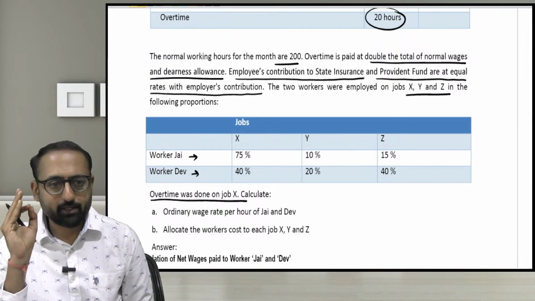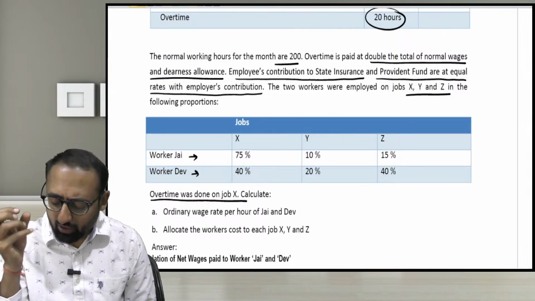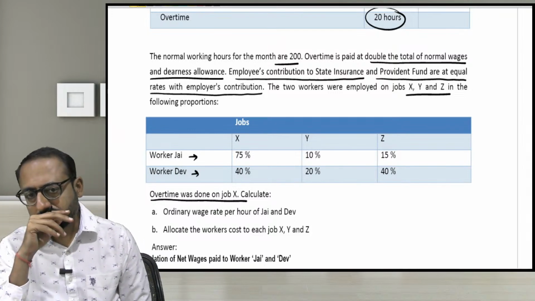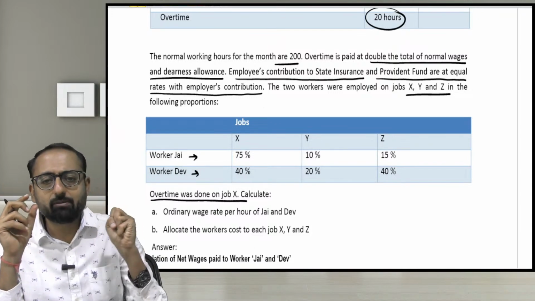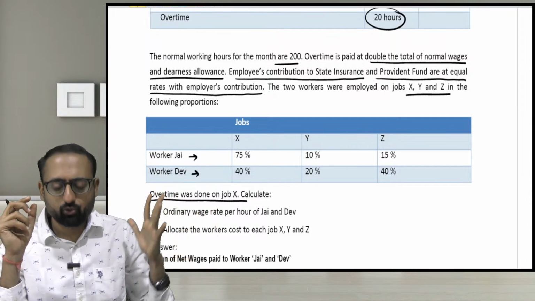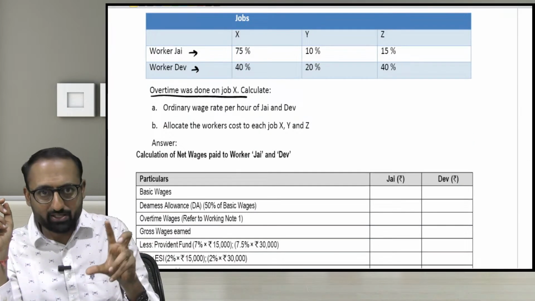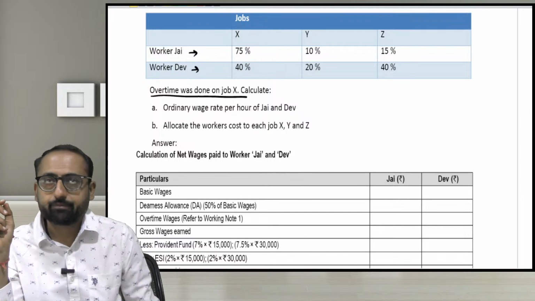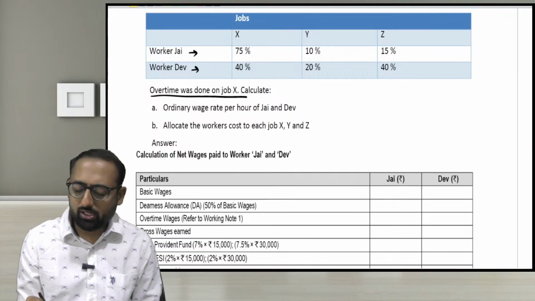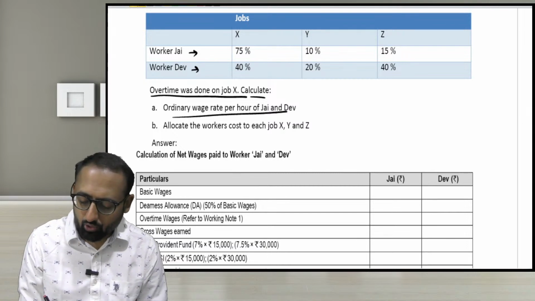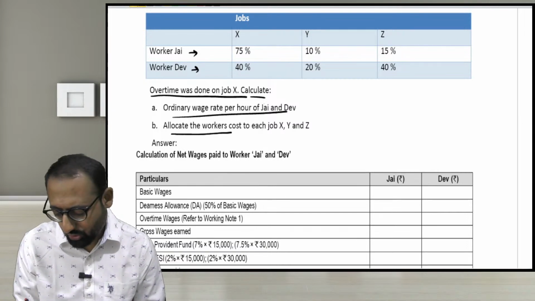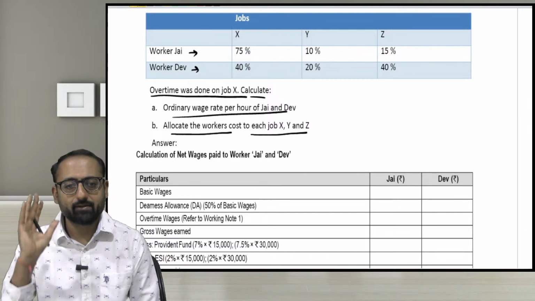Now you know that if overtime is worked only on a specific job for request of the customer, or only one job, then premium will be recovered from that customer only. So job number X, you'll have to recover the overtime premium. Next one. Calculate the ordinary wage rate per hour of Jaydev. Allocate the worker cost to each job X, Y and Z.